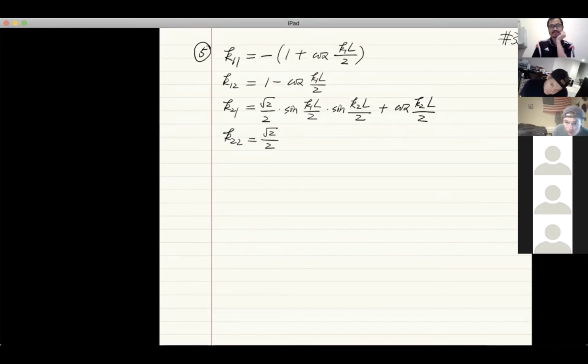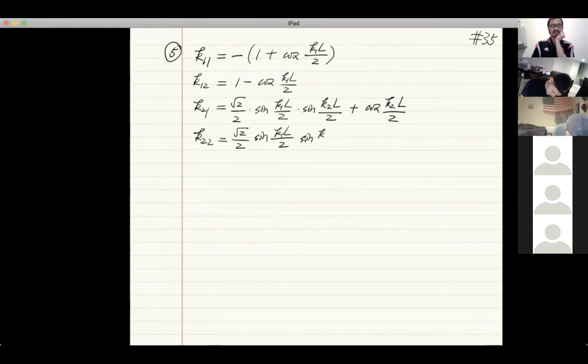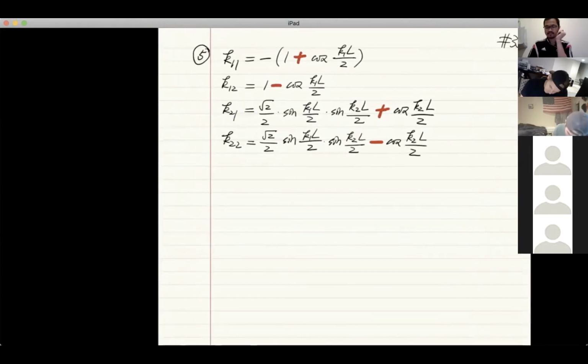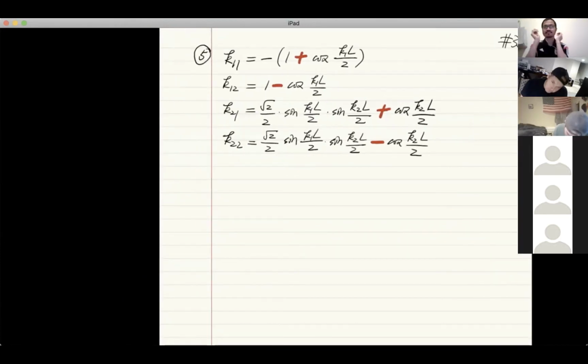So the square root of 2 over 2 times the sine K1 L over 2 times sine K2 L over 2 minus cosine K2 L over 2. So the only thing I have to be careful about is just this. Okay, of course, let's not forget about the parentheses here.